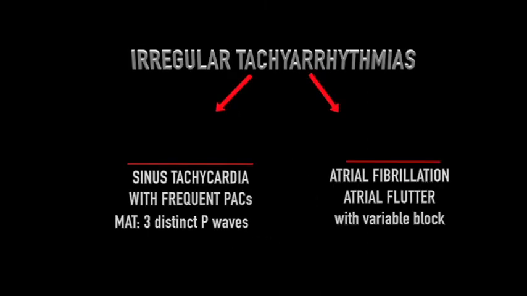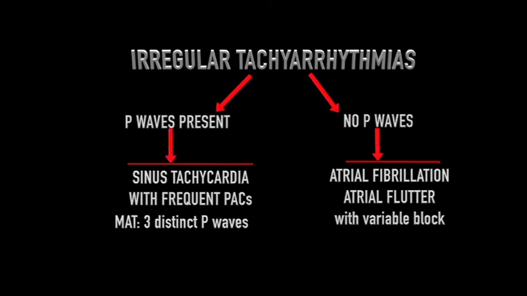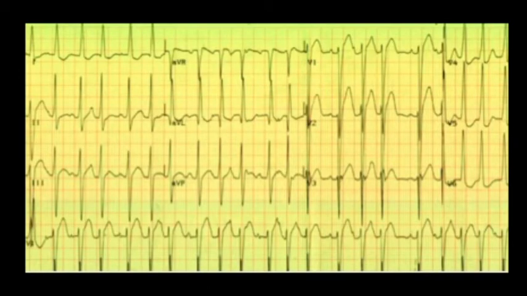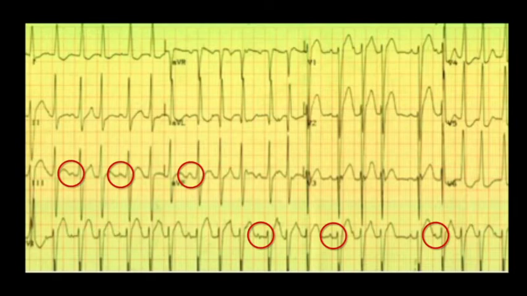The next step in the decision tree is to look and see if you can see 3 distinct P-wave morphologies. If you can, the diagnosis is likely to be multifocal atrial tachycardia. In this ECG, you can first see that the rhythm is a narrow complex tachycardia and it is irregular. You then look to see if there are P waves present, and in this ECG, you can see 3 distinct P wave morphologies. This supports a diagnosis of multifocal atrial tachycardia.